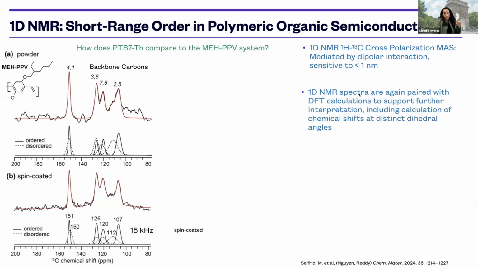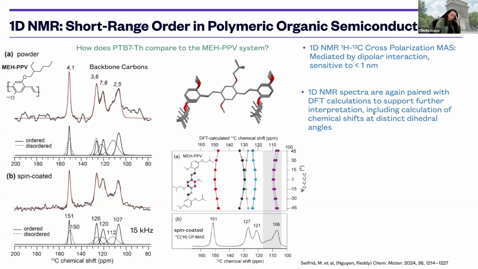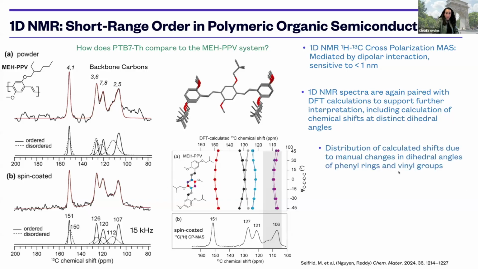But once again, in this study, 1D NMR is paired with DFT calculations to support further interpretation. So this is a common theme now in some of the more modern NMR papers that I've seen in this field, right? And here you can take your monomers, adjust the form of the chains, create a distribution of dihedral angles, and calculate the chemical shifts, right? To give you some distribution in the expected shifts for this particular backbone.